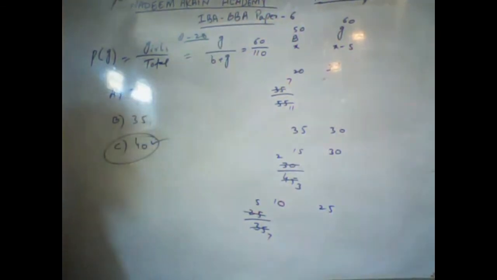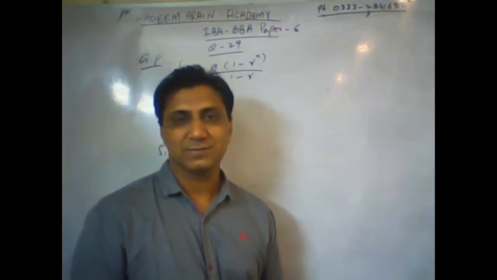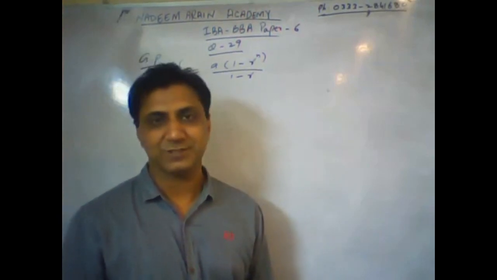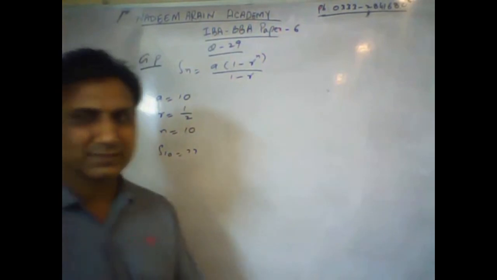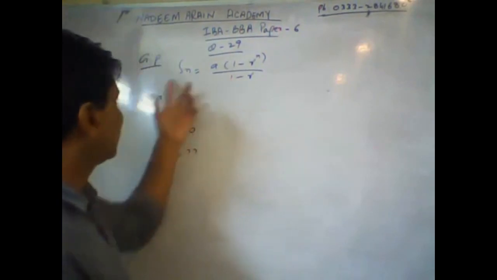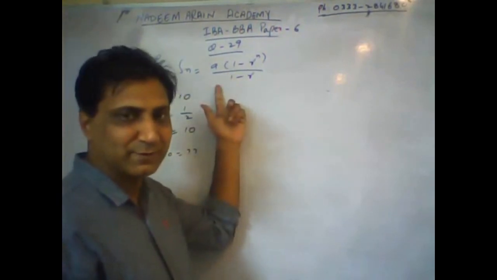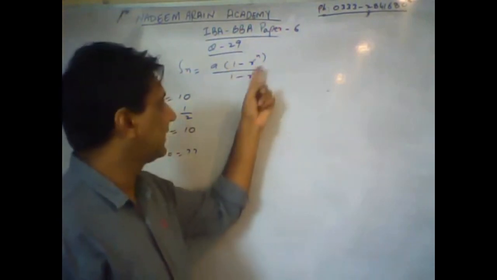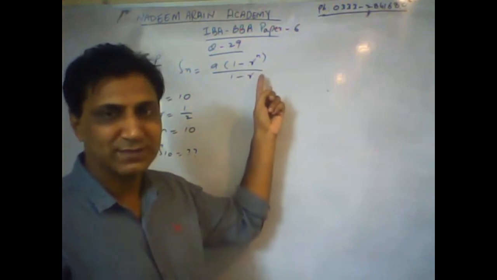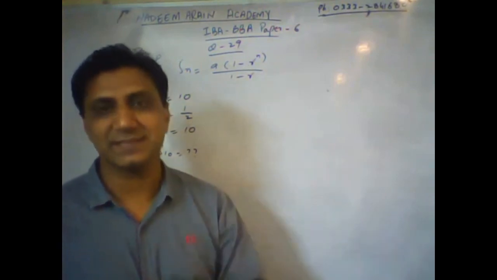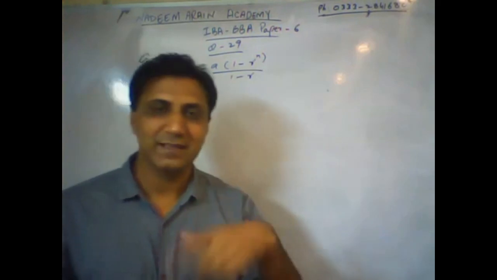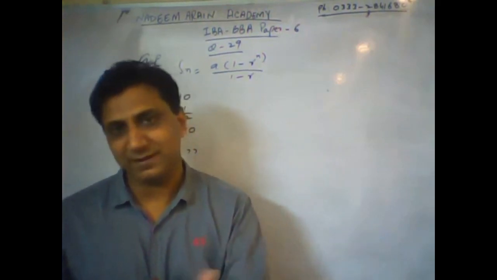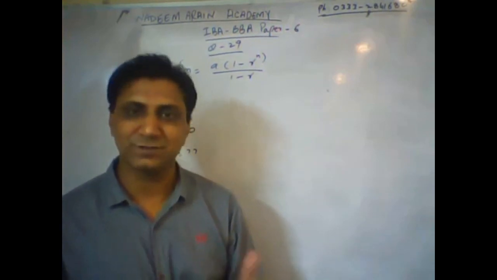Thank you so much. Hello, this is question number 29 from IBA past paper 6. The question is from geometric progression. As we have already done some questions from geometric progression, the sum to n terms of a geometric progression is given by a(1 minus r power n) over 1 minus r. I took this formula because the ratio is less than 1, because it says this is a decreasing sequence, decreased by a factor of 2. It means it's getting half with every term, so the ratio is 1 over 2.